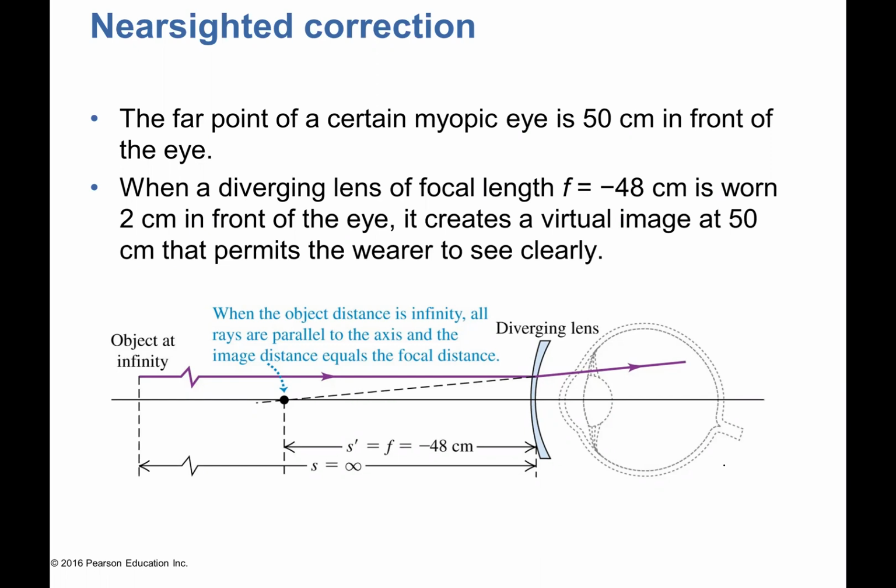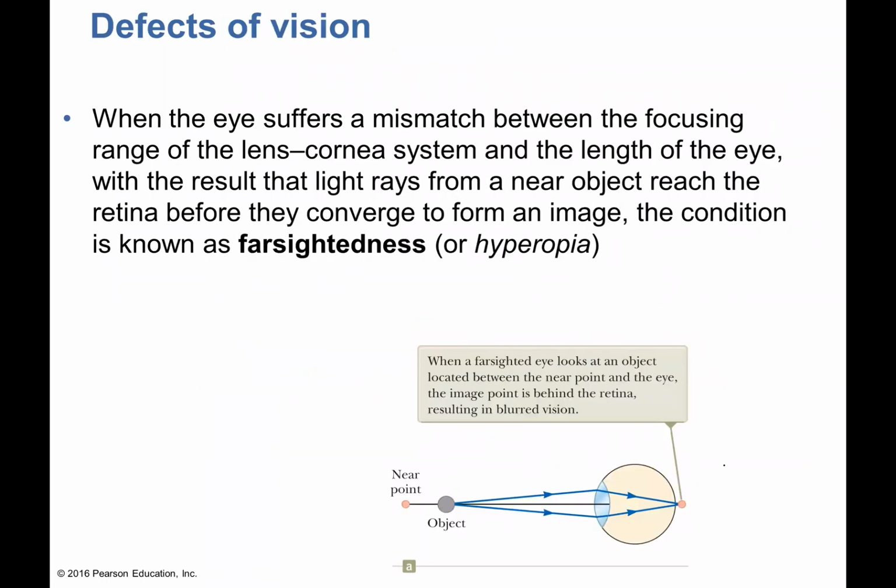Because it's a diverging lens, it can then help you to generate the image on your retina, and then you can see everything sharper. Okay, so that's the idea for how to fix nearsightedness. You use a diverging lens. And then you have farsightedness, right?